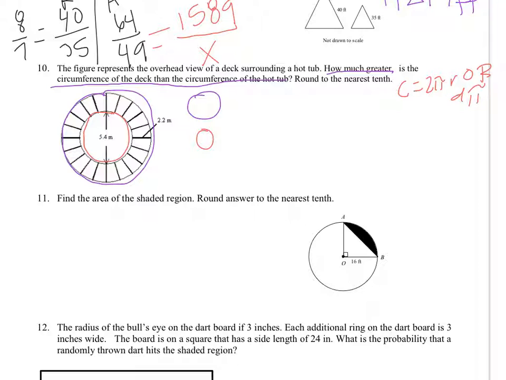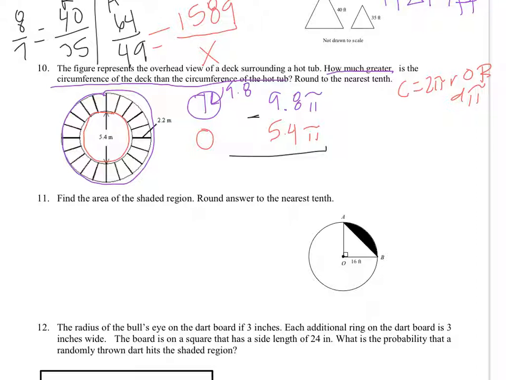So 5.4 plus 2.2 plus 2.2 to figure out my whole diameter. So my purple circle, my whole diameter would be 9.8. So my diameter times pi is my circumference. And my small circle would be diameter times pi is my circumference. I'm going to subtract these two. I personally would just plug them right into your calculator, just like that.